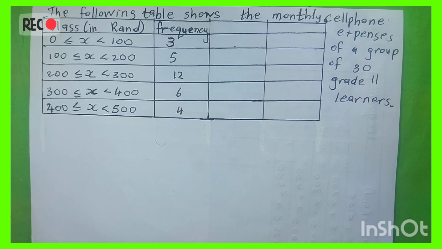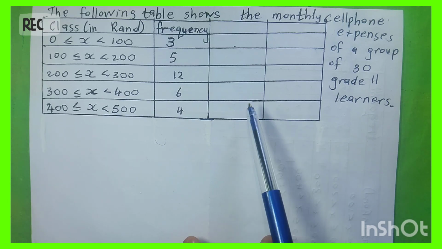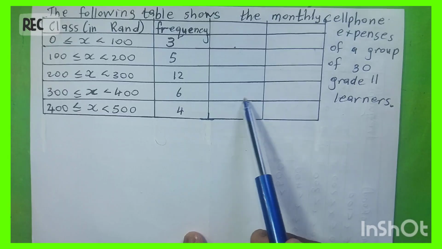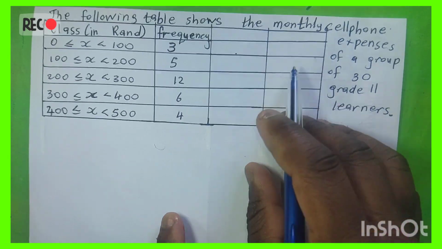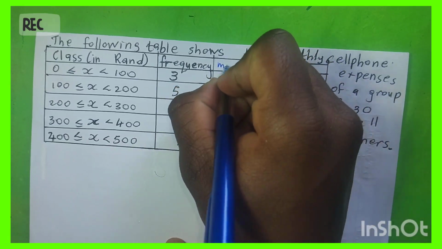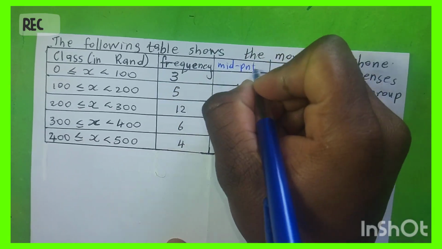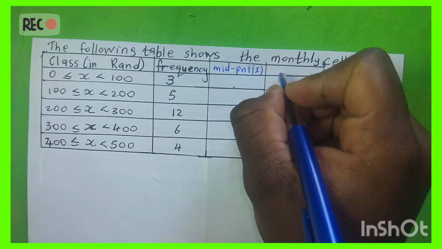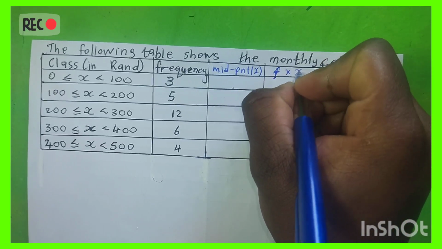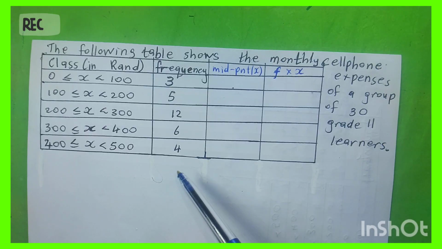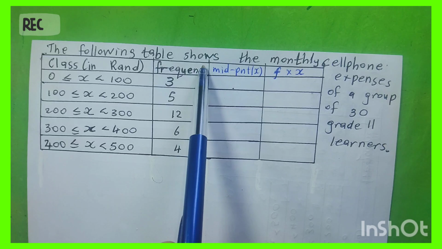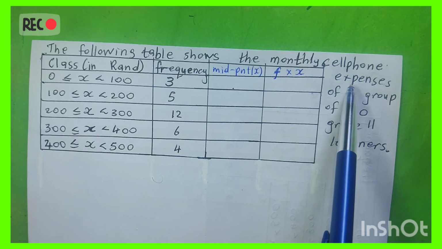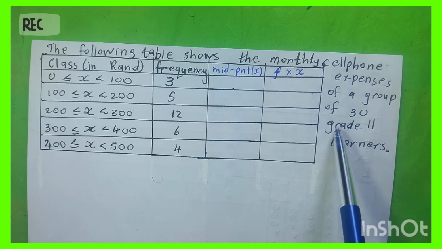Imagine that you are given this table, but they need you to get the estimated mean. These two columns you will fill in by yourself, because they won't give them to you. Here it's the midpoint, which is the value for x. Then here it will be frequency multiplied by x. But what does this table represent? Let me read the statement. They say that the following table shows the monthly cell phone expenses of a group of 30 grade 11 learners.